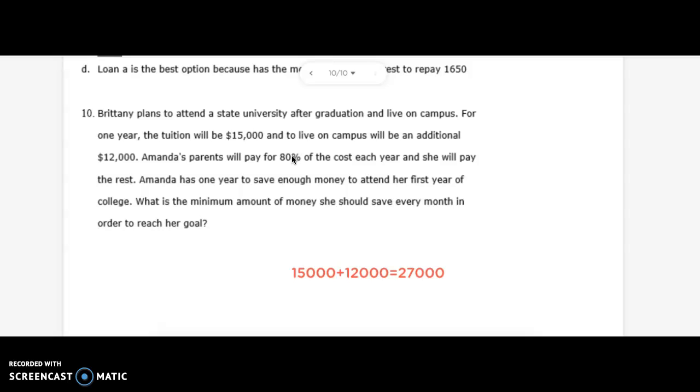All right. Her parents are going to pay 80% of that. So this is where that percent comes in. You do 80 divided by 100, and that gives you 0.8. Okay. So what's going to happen now is you got 27 times 0.8. This is going to tell you how much Brittany needs to pay. I'm sorry, I didn't finish reading the problem. Her parents are going to pay 80% of the cost per year, and she's going to pay the rest. She has 1 year to save enough money to attend her first year of college. What is the minimum amount of money that she needs to save every month to reach her goals? Okay, so 27,000 times 8%.